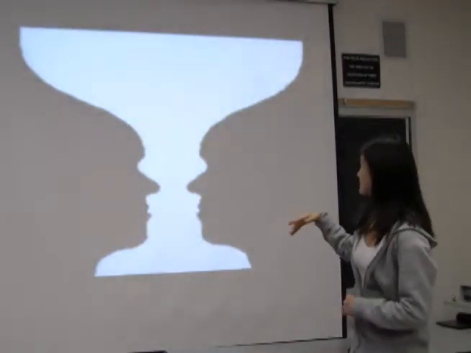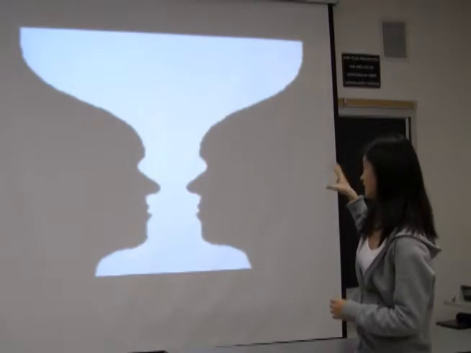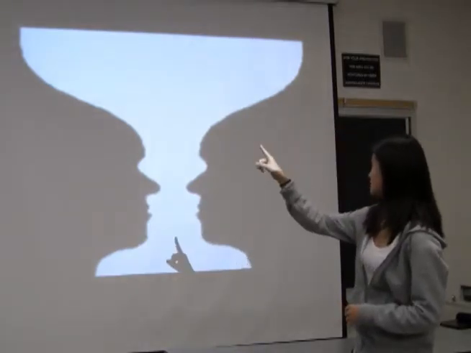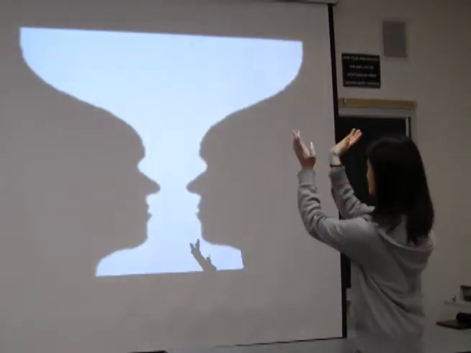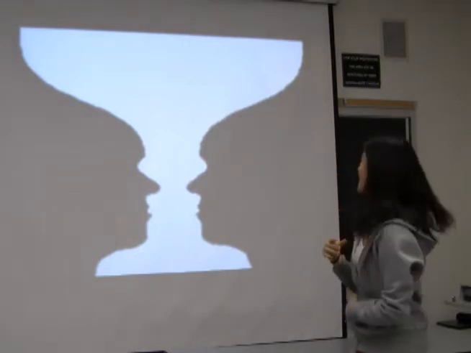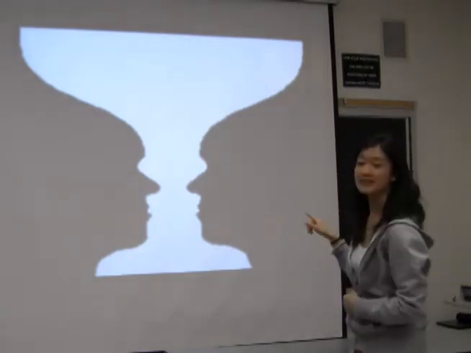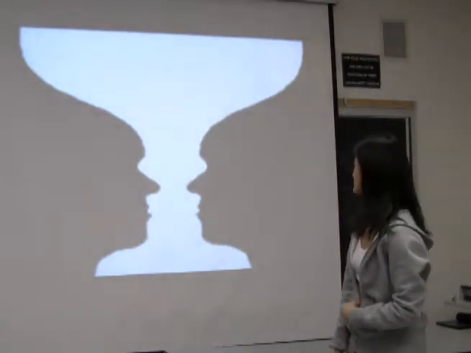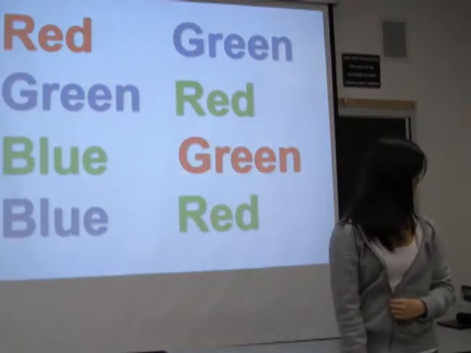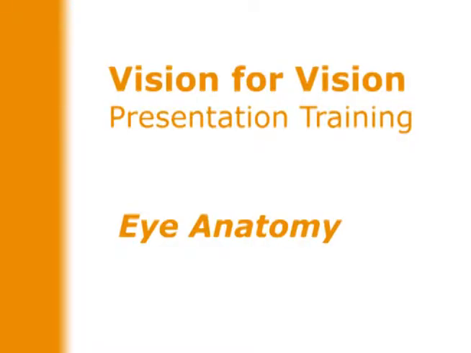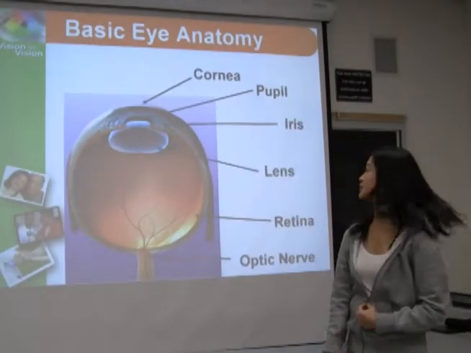This one has two images embedded in it. So if you look at the white space, there is a goblet, like you would drink out of. And in the black space, we have two faces coming in. And the next one, we're not actually going to do.